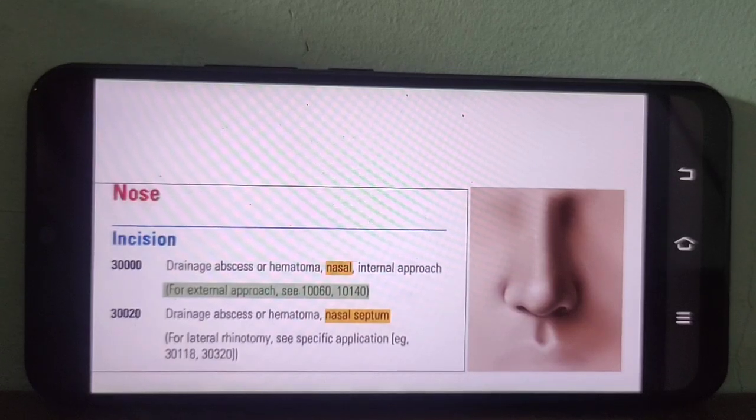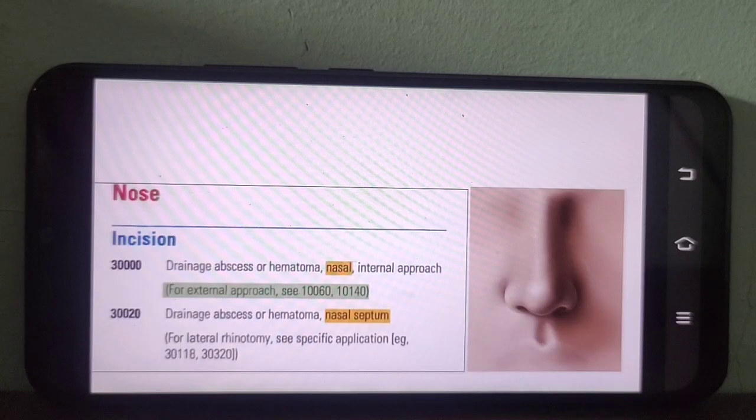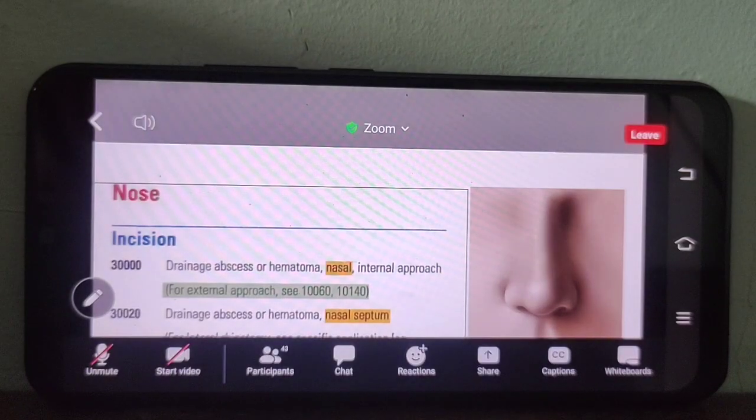Same like that, 30020: what is the anatomical site? The procedure is the same, drainage, but the anatomical site is different. For nasal, go for 30000. For nasal septum, go for 30020. If it is a rhinotomy, go for 30118, 30320. So this is a hint.